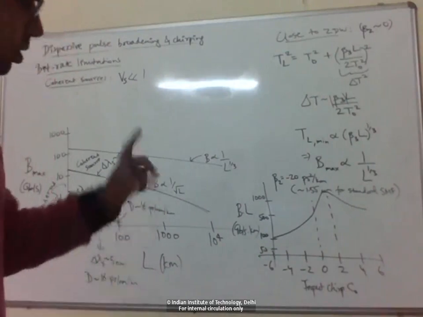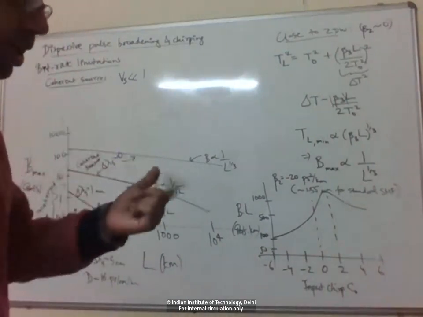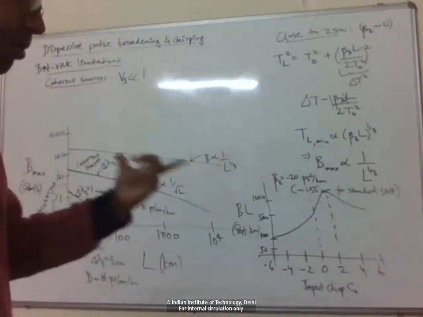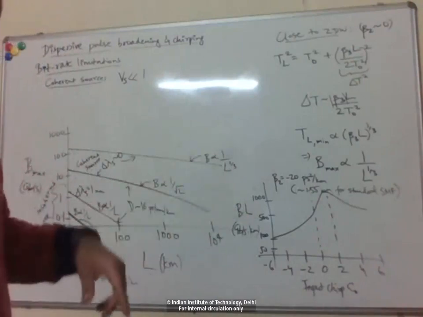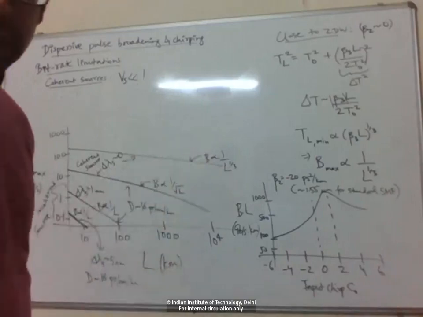So you will sometimes see line width quoted in nanometers. You will sometimes see line width quoted in megahertz or gigahertz. You will also see spectral width quoted in those units. So yeah, these terms are all interchangeable.